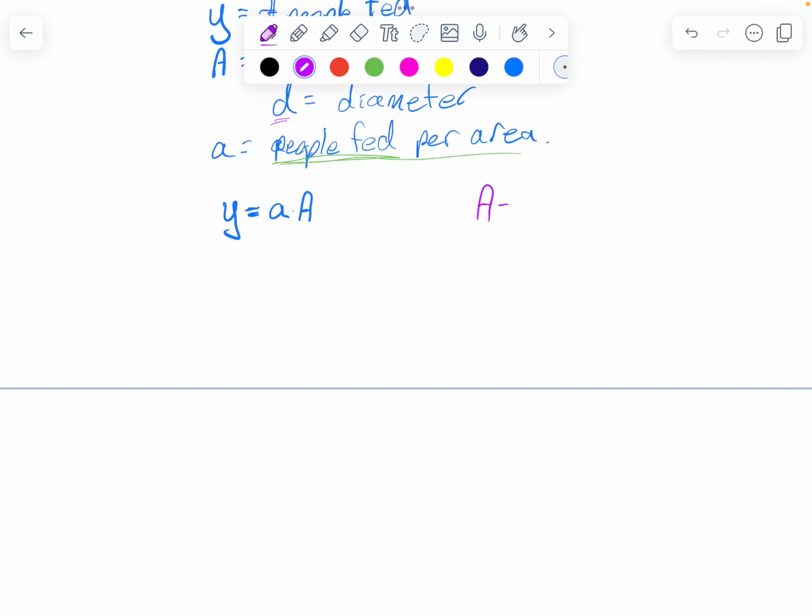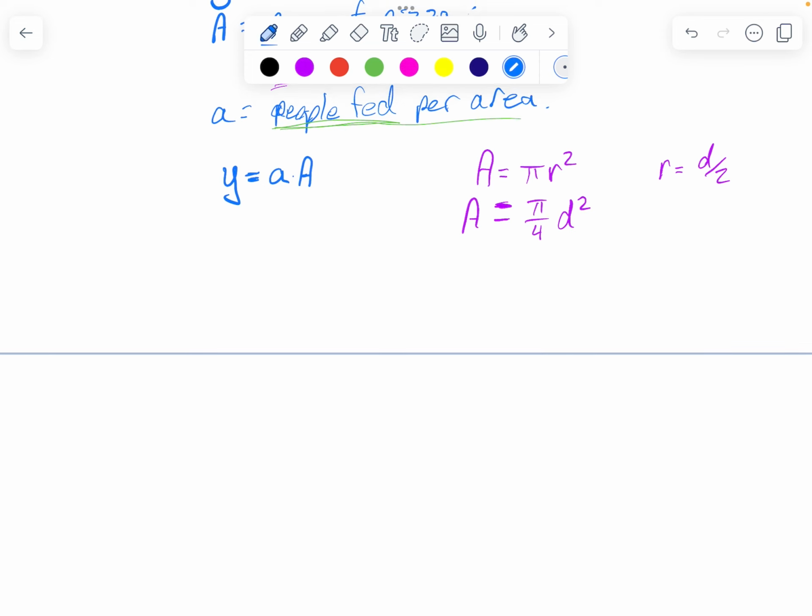But now we need to incorporate the fact that we have a circle. So you probably remember that the area of a circle is equal to pi times the radius squared, but we have diameter instead of radius. We know that radius is just 1/2 diameter, so we can rewrite the area of a circle as pi over 4 times the diameter squared. Now we just integrate that into our equation, and we see that y is equal to little a times pi over 4 times d squared.